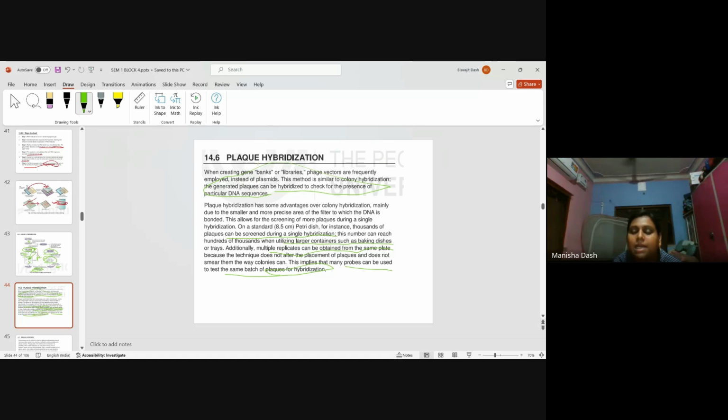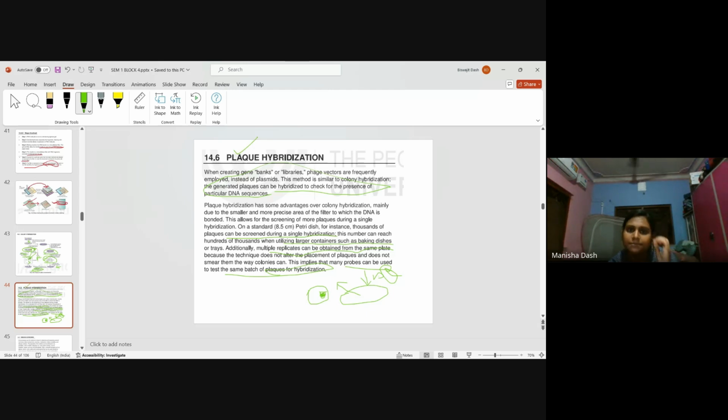Now what is actually a plaque? Let's say this is bacteria. The bacteria can be infected by a bacteriophage, and the bacteriophage can go and lyse the bacteria. This lysed bacteria forms a clear zone in the petri dish. If this is the petri dish and this is a bacterial colony, but it is infected with the bacteriophage, the bacteria will be killed by the bacteriophage and you can see a clear area on the petri dish. That is what is called a plaque.